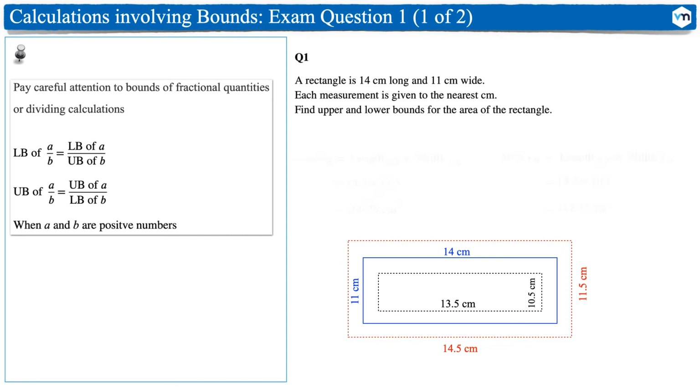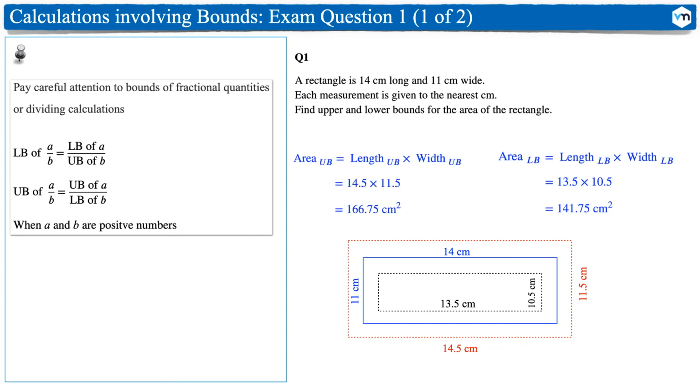So the area for the upper bound is equal to the length of the upper bound multiplied by the width of the upper bound, so this equals 14.5 times 11.5, which is 166.75 centimetres squared, and the area for the lower bound is equal to the length of the lower bound multiplied by the width of the lower bound, and this equals 13.5 times 10.5, which equals 141.75 centimetres squared. This is the lower bound for the area of the rectangle.